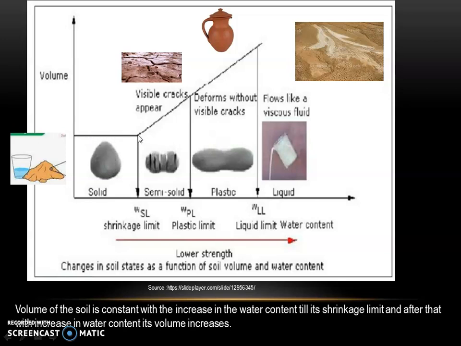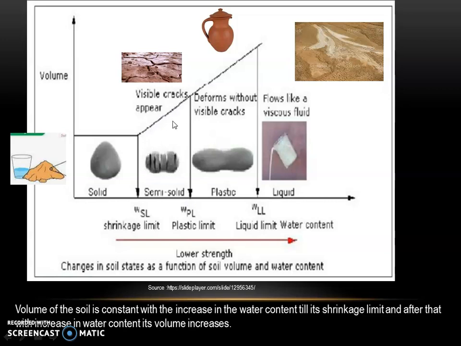But with further addition of water content, the state of soil will change from solid to semi-solid state. And in this process we can see that there is an increase in volume with increase in water content. On the x-axis we can see the change in water content being represented, and on the y-axis the change in the volume. So till the shrinkage limit, with increase in water content there was no change in volume, but with further increase in water content there is increase in volume.